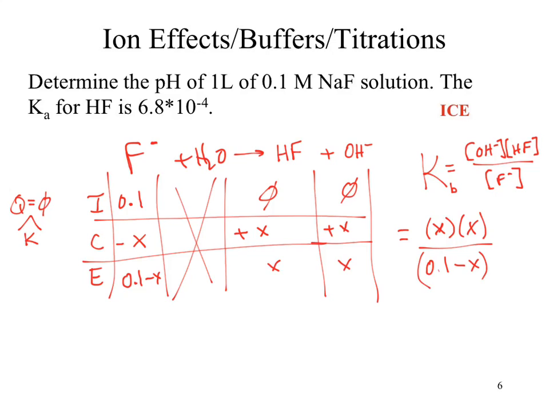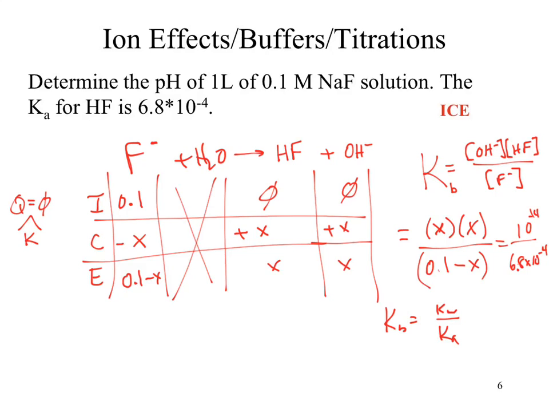To solve, we need to know the Kb. What is the Kb? Kb equals the Kw over the Ka. Was it minus 4? Quick look at the numbers is going to suggest that the assumption will work in this case. And you should be able to get an x value.